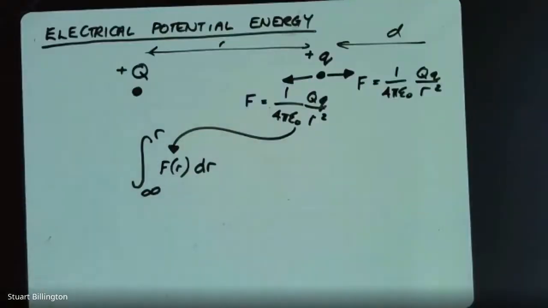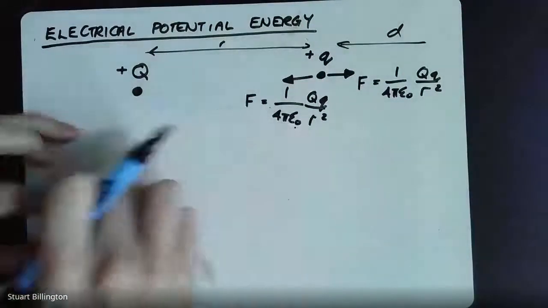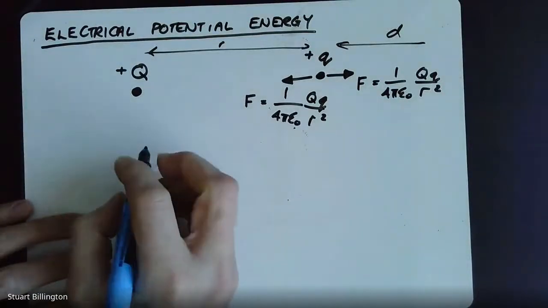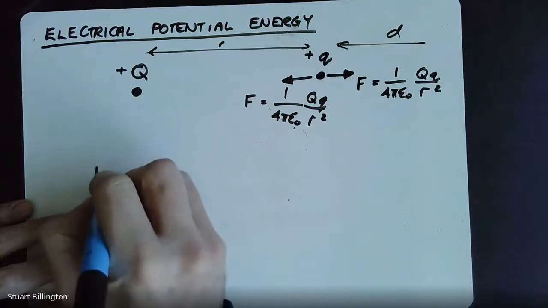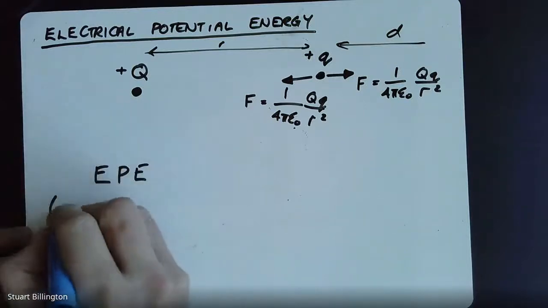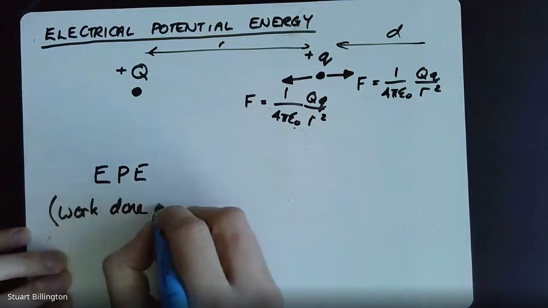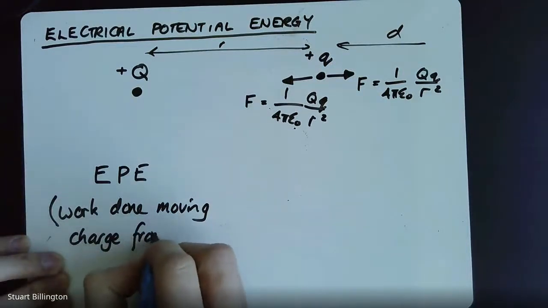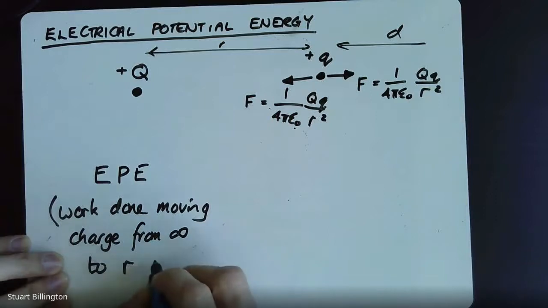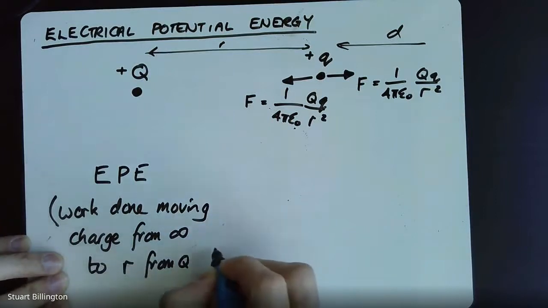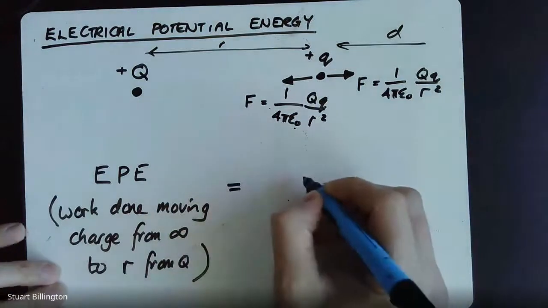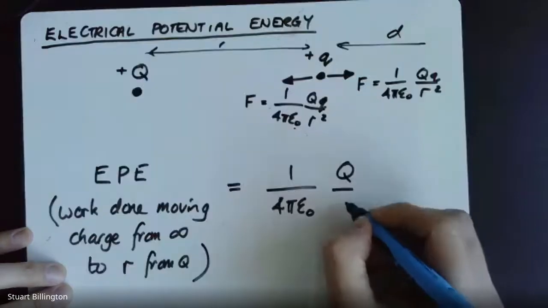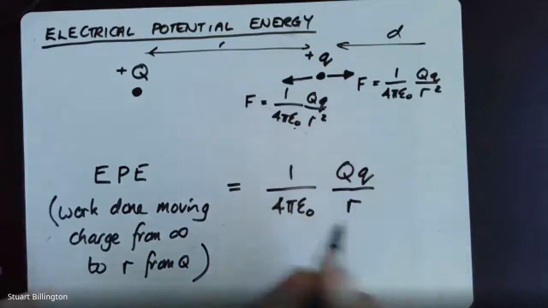So when we do that calculation and we end up with our answer, we end up with the electrical potential energy, which is the work done moving the charge from infinity to r from Q. That's going to be equal to 1 over 4 pi epsilon naught QQ over R.